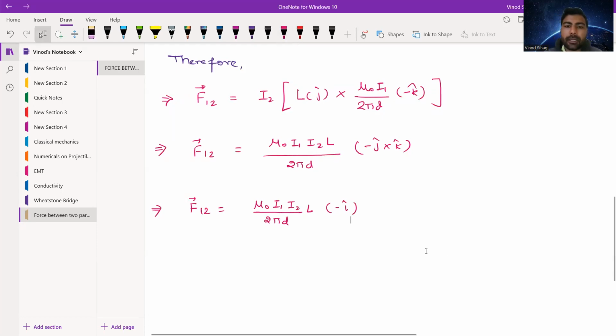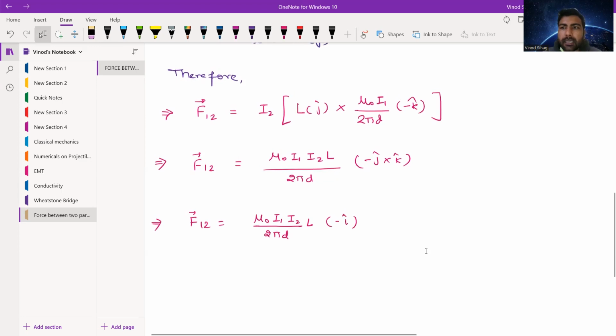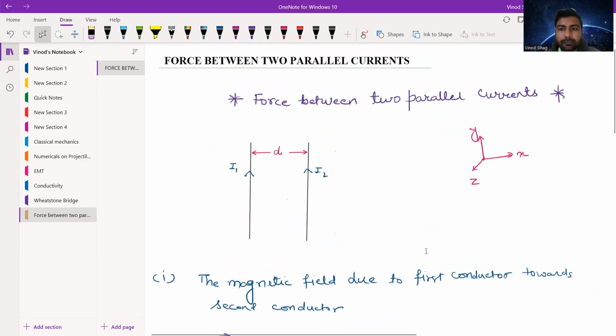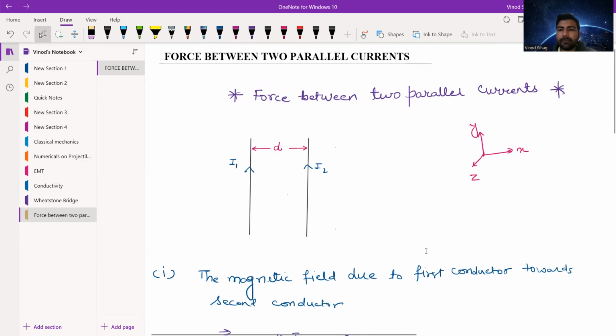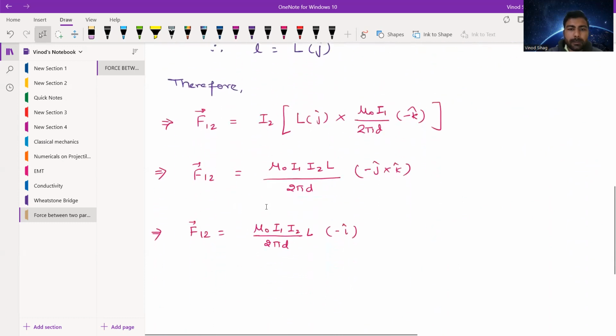Minus of i cap, what is it telling us? If we draw, minus of i cap will be in this direction, and this is the plus i cap. So we can see that the force due to conductor 1 on conductor 2 is towards conductor 1. That means it is the attractive force.